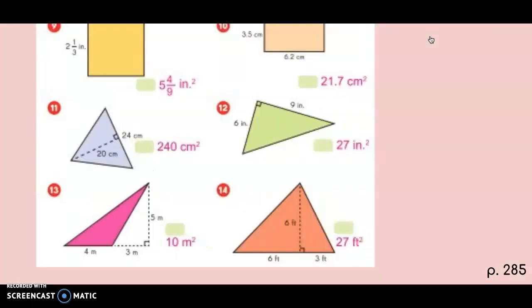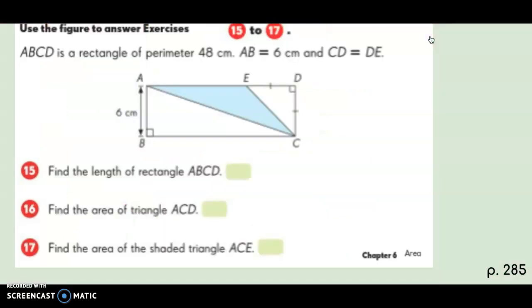Number 9 is 5 4/9. Number 10 is 21 7/10. Number 11 is 240. Number 12 is 27. Number 13 is 10. And number 14 is 27. Remembering that the area of a triangle is 1/2 base times height.